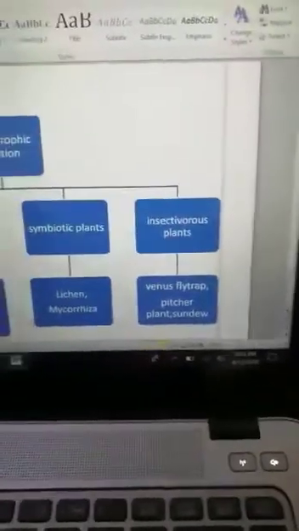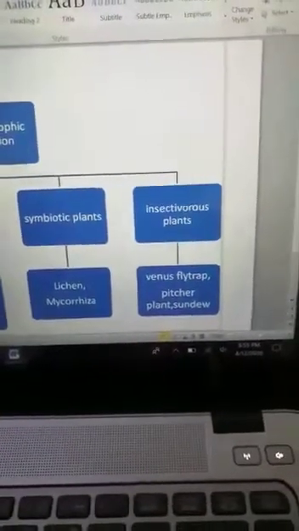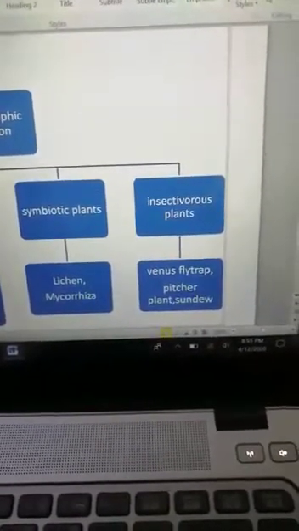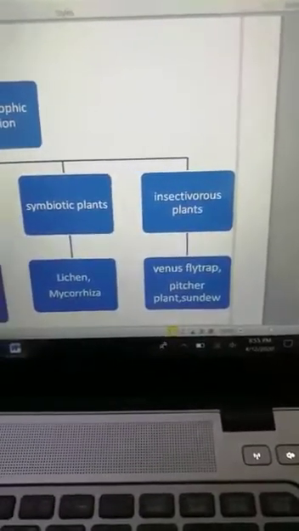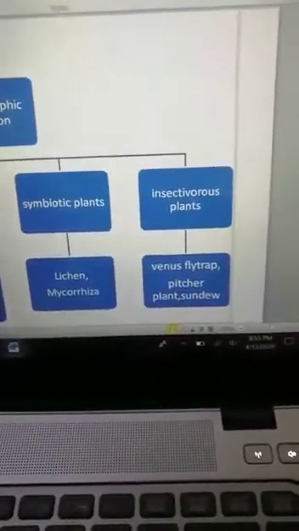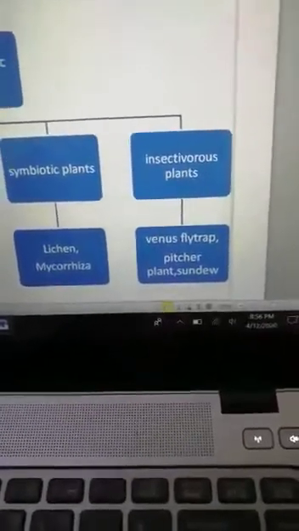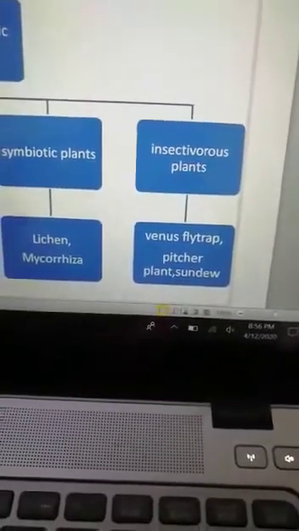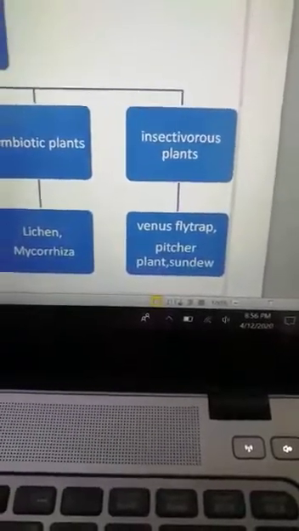The fourth type of heterotrophic plants are insectivorous plants. There are some plants that feed on insects that are trapped in their leaves. The soil where they grow does not have enough nutrients, and they are deficient in nitrogen. Therefore, they obtain their nutrients from the insect's body, so they are called insectivorous or carnivorous plants. Examples are Venus flytrap, pitcher plant, and also the sundew.